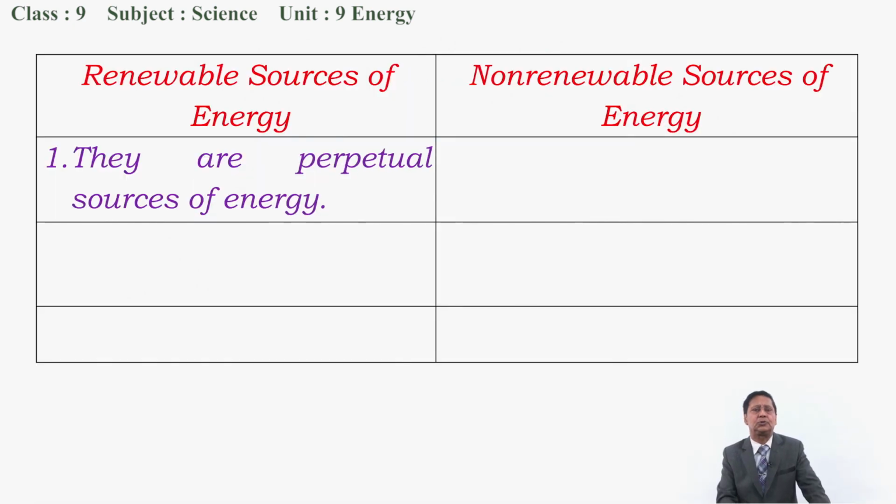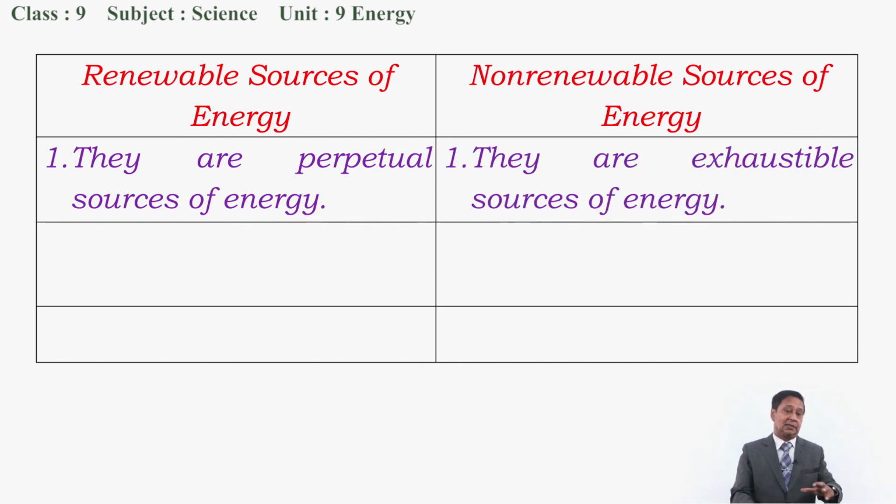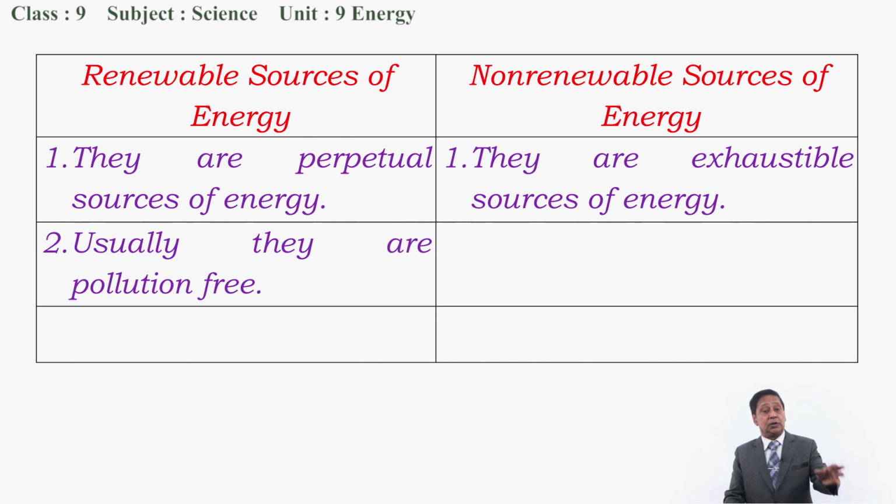They are perpetual source of energy. What it means? They are available forever. And they are exhaustible source of energy. They are not available forever. They will finish in near future. That's why exhaustible. And usually they are pollution free.